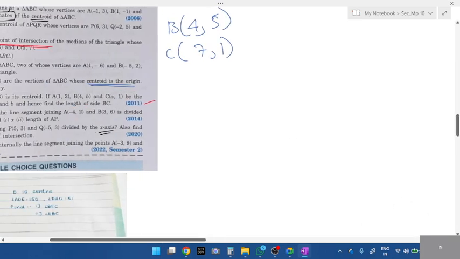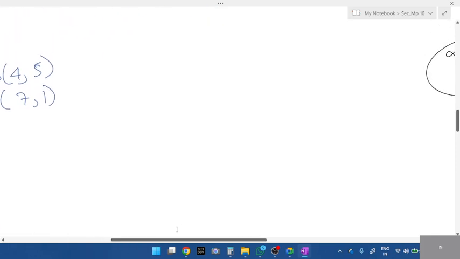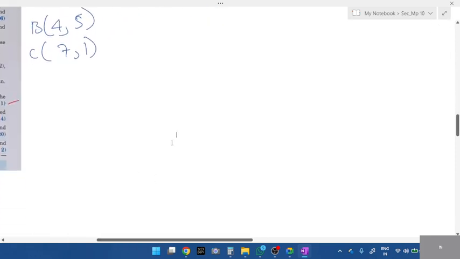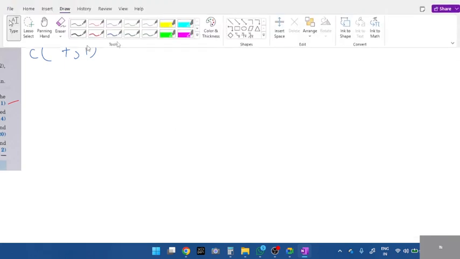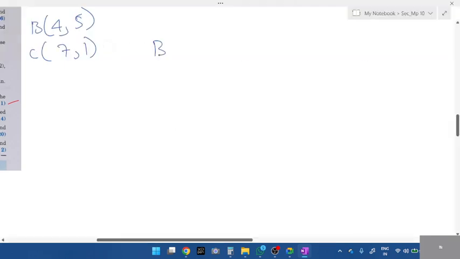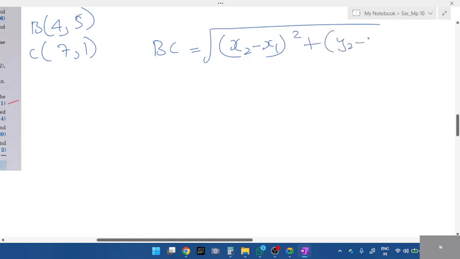Yes, find the length of side BC. So which one are you supposed to take first, B or C? Yes, B. What is the distance BC formula? X2 minus X1. Okay, B and C are given, students. Take B first. What do you need to take? B value is X1, Y1. And C value?